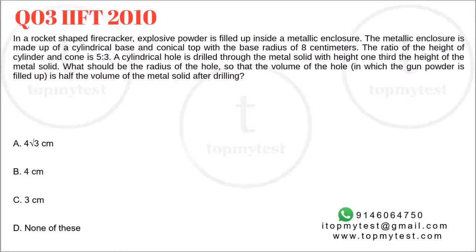The third question is from IIFT 2010. Okay, pretty interesting. Let's see what this says. A rocket shaped firecracker, explosive powder is filled up inside the metallic enclosure. The metallic enclosure is made up of a cylindrical base and conical top with base radius of 8. The ratio of height of the cylinder and cone is 5:3. The cylindrical hole is drilled through the metal solid with height 1/3 of the height of the metal solid. What should be the radius of the hole so that the volume of the hole in which the gunpowder is filled is half the volume of the metal solid after drilling?